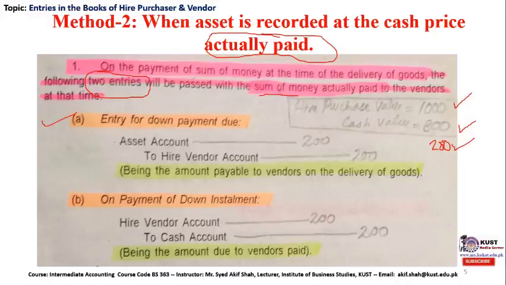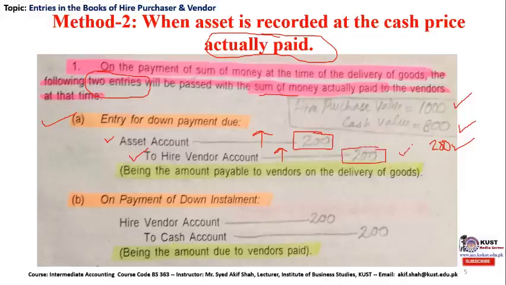The asset has been debited. Since we have to record the actual payment year by year, we have debited rupees 200 of the down payment and have capitalized the asset account up to the amount we have paid. Then the hire vendor account, which is the account payable or liability of the hire purchaser, will record in its books of account the same 200 amount which they have to pay in the subsequent entry.